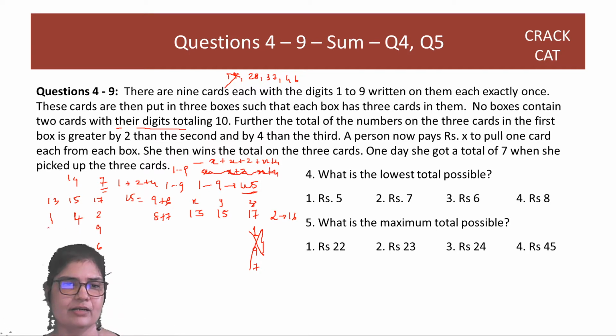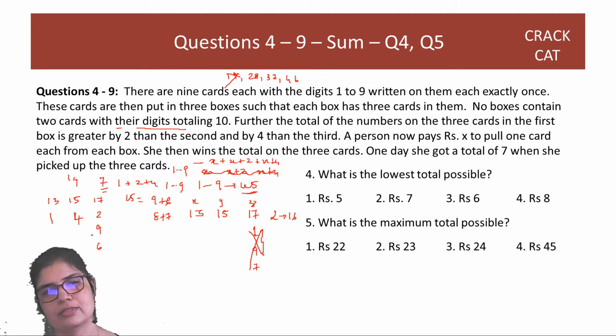So if 1 is here, that means the other two numbers add up to 12. 4 plus 8 is not possible, 9 plus 3 is not possible, guys. So it has to be 5 and 7. Okay.